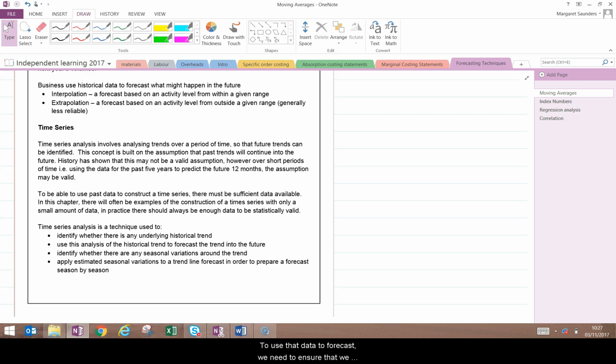Now, to use that data to forecast, we need to ensure that we have sufficient data. So many of the questions that we look at will only have a small amount of data. But in reality, we should be looking at as much data as possible to use that to forecast over the next 12 months.